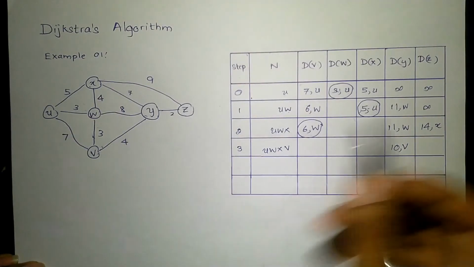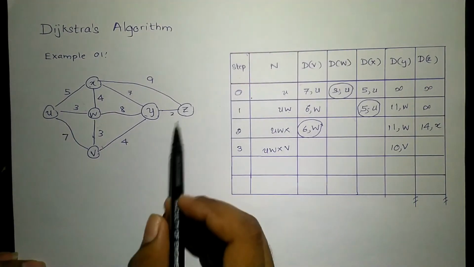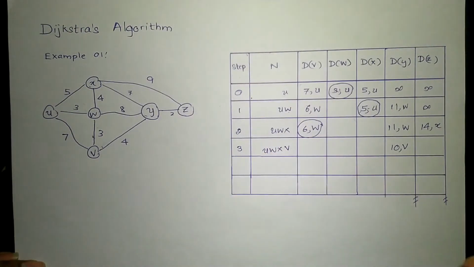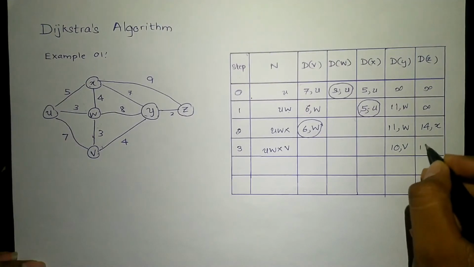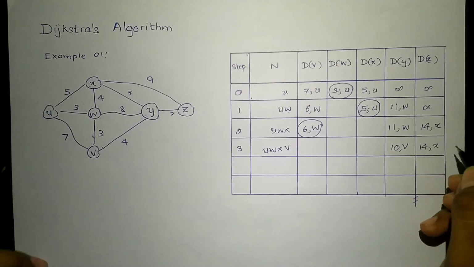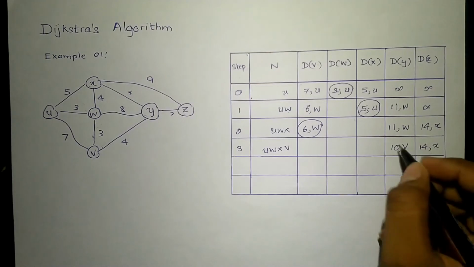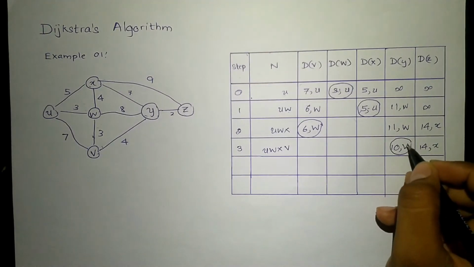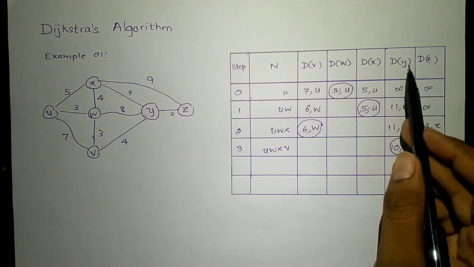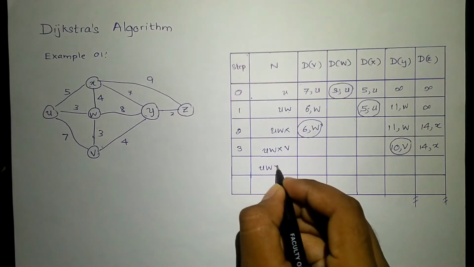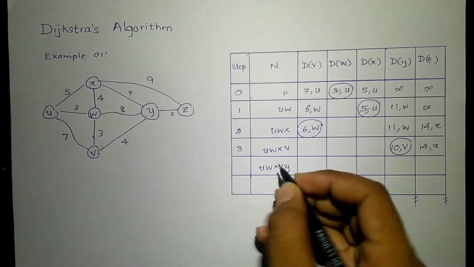Then let's consider z. There is no direct connection, therefore we have to write the infinity mark or the previous value. There is a previous value of 14x, so we write the same 14x. Now two answers remain. Of those, the lowest value is the one from y. u, w, x, v, y. That is our fourth step.